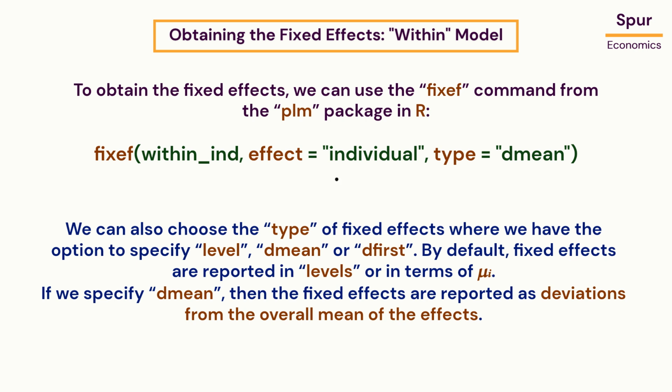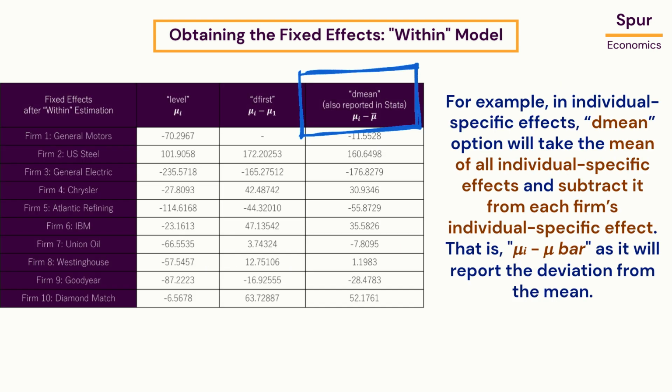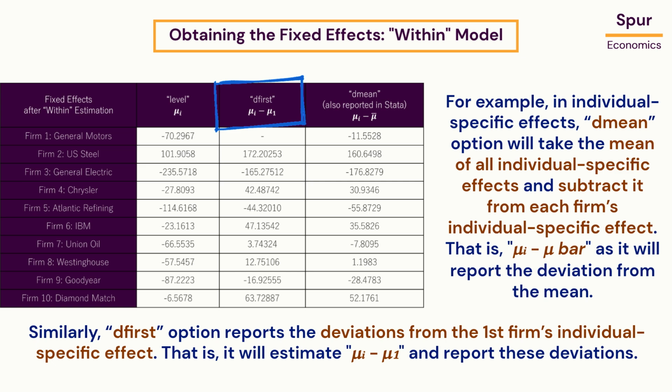By default, fixed effects are reported in levels or in terms of μi. If we specify dmean, then the fixed effects are reported as deviations from the overall mean of the effects. For example, in individual specific effects, the dmean option will take the mean of all individual specific effects and subtract it from each firm's individual specific effect. That is, μi minus μ bar, as it will report the deviation from the mean. Similarly, the dfirst option reports the deviations from the first firm's individual specific effect. That is, it will estimate μi minus μ1 and report these deviations.